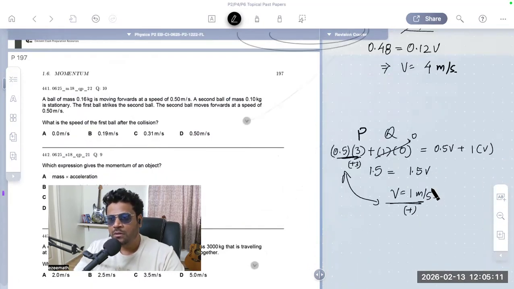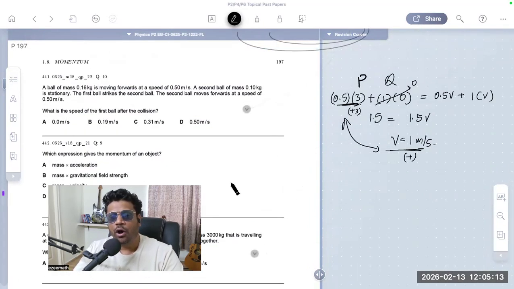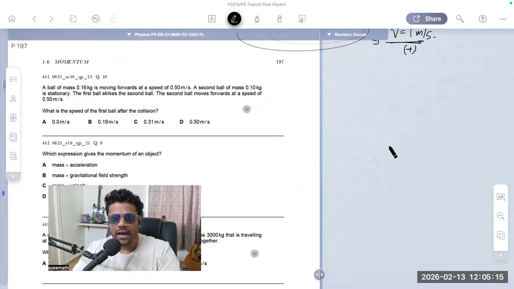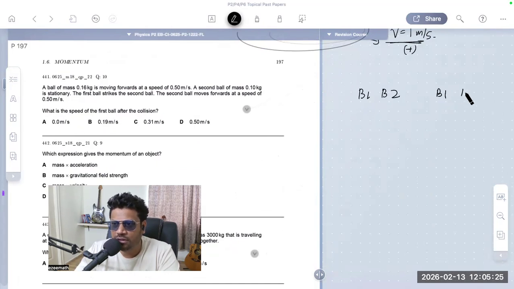Okay. What do we have here? A ball of mass 0.16 kilogram is moving forwards at a speed of 0.5 meters per second. The second ball is stationary. Ball number one, ball number two. So 0.16 into 0.5 and 0.1 into 0 is equal to... the first ball strikes the second ball, which moves forwards at a speed of 0.5.